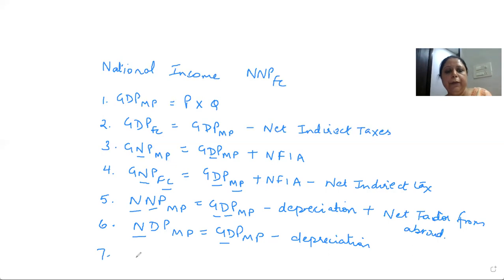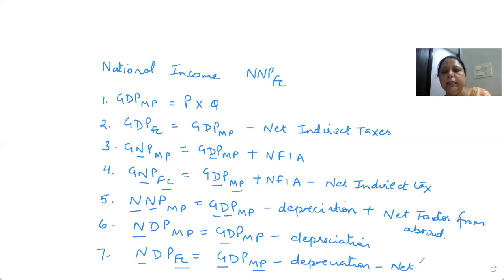Similarly, if we have to calculate NDP at FC, how are we going to do it? From GDP at MP, from gross to net, again, you will be minusing what is known as the depreciation. And then from MP to FC, similarly, you will be minusing what is known as the net indirect tax. So basically, these were the seven aggregates.